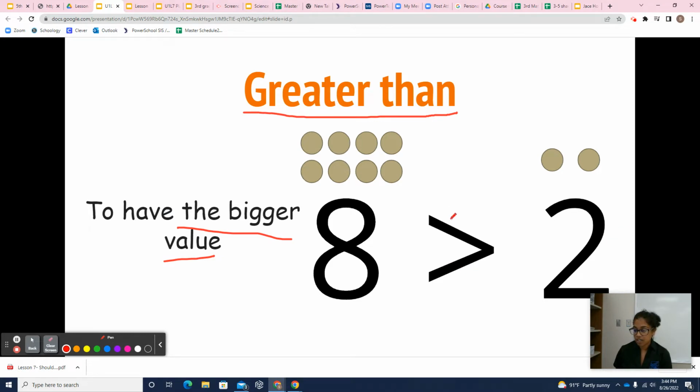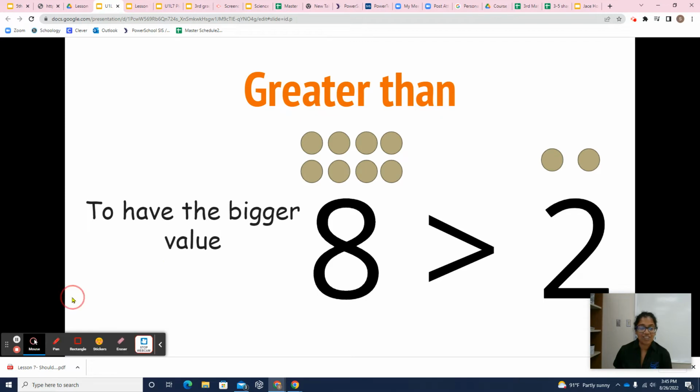The way that I like to remember how to draw this symbol, we have this symbol right over here, and this is going to tell us which number is bigger. So the big part is going to point towards the one that's bigger, and the little part is going to point towards the number that's smaller. I like to pretend this is an alligator, right? And the alligator likes to eat the biggest number. He's really hungry, so he likes to eat the bigger number. So he always tries to eat the number that is greater than. Okay, so we say 8 is greater than 2.